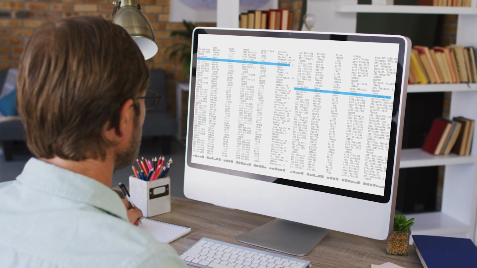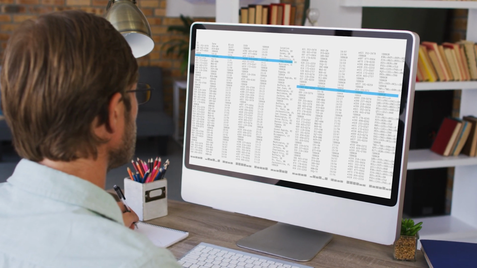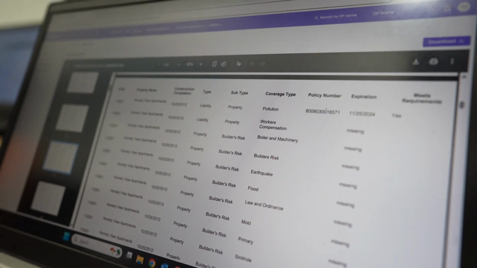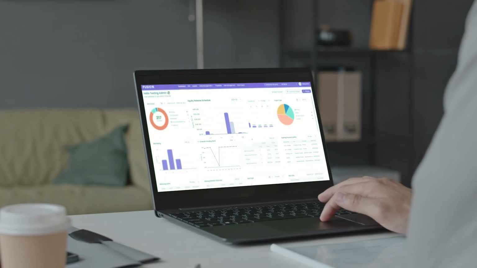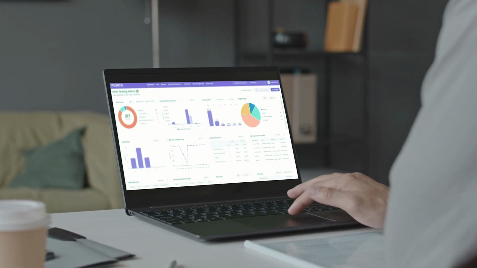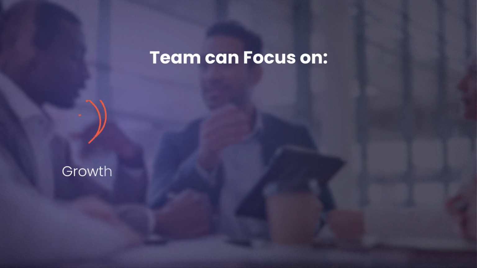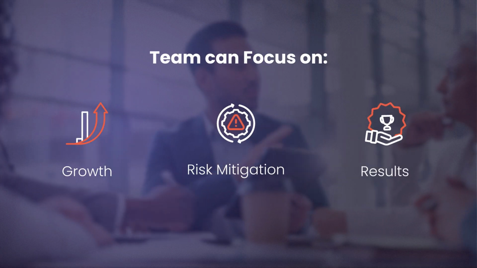Fusion replaces fragmented systems and manual entry with one unified platform. Automated workflows eliminate repetitive tasks, standardized templates reduce errors and improve reporting. Dashboards bring clarity to granular and cross-portfolio views. That means your team can focus on growth, risk mitigation, and results, not administrative overhead.